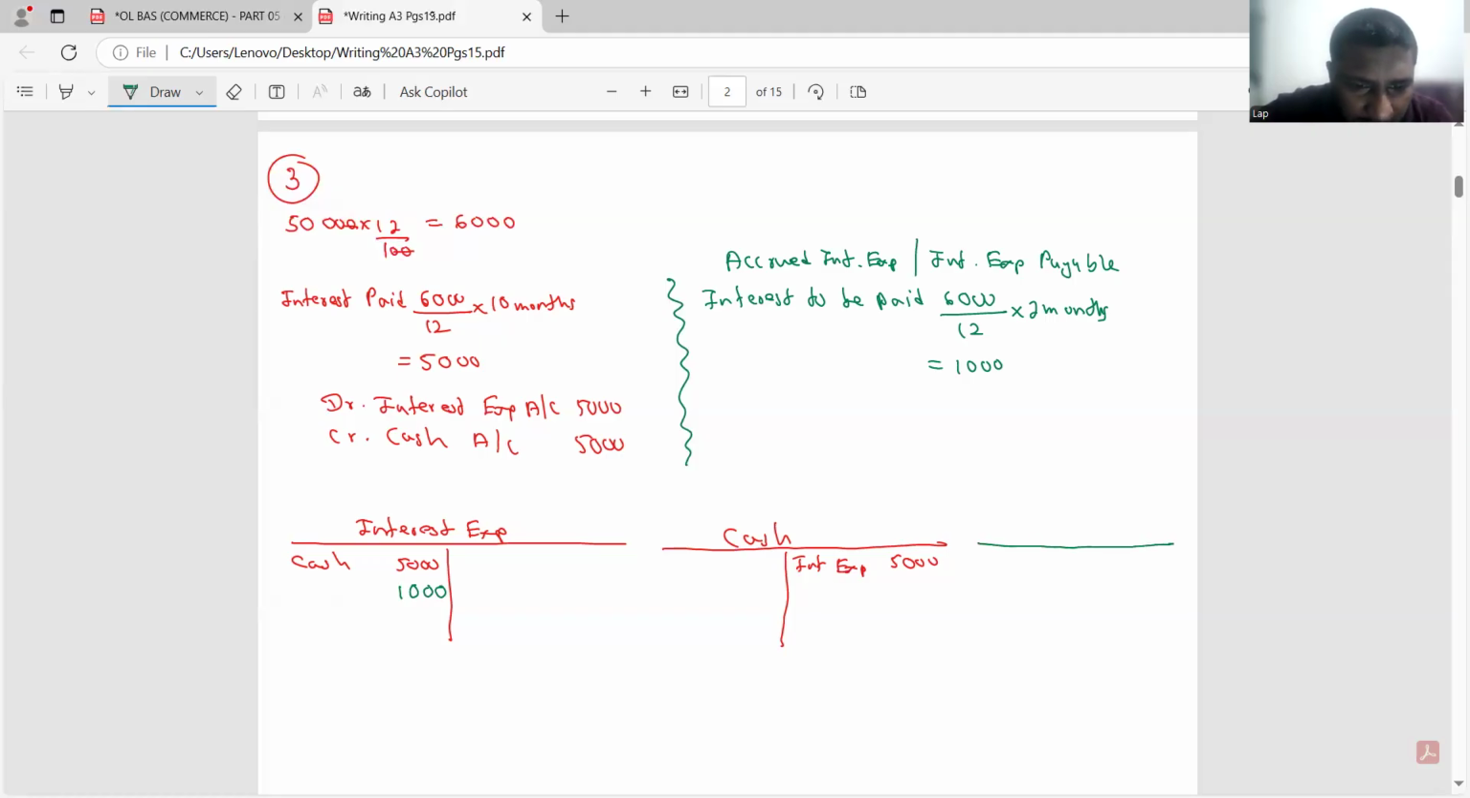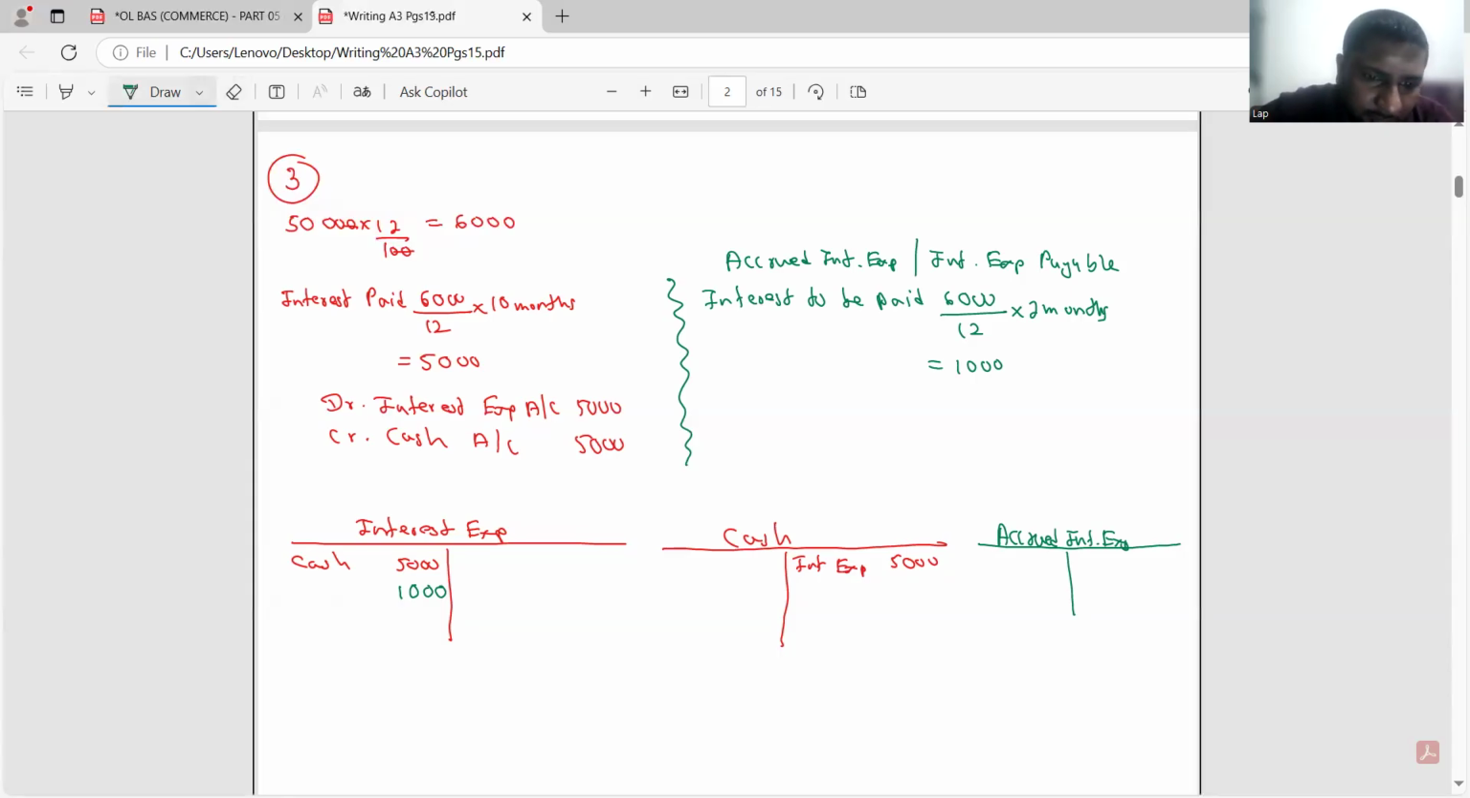Then here we debited. Where are we going to credit it? Accrued interest expense, if not interest expense payable. It is a note we have to pay. Credit 1,000. So here you can write accrued interest. Here you can write interest expense.